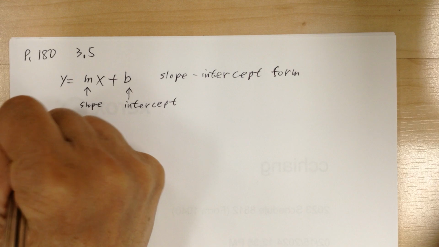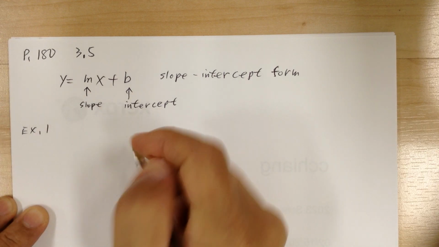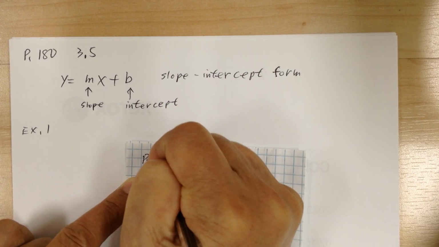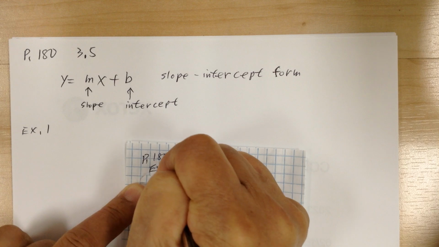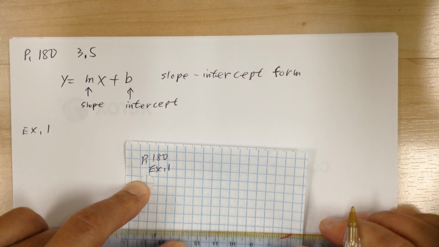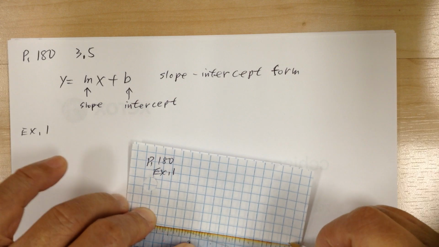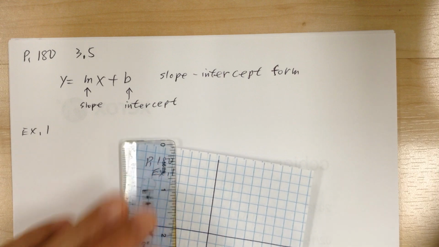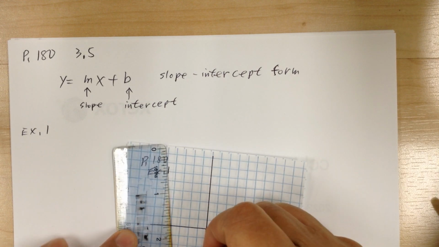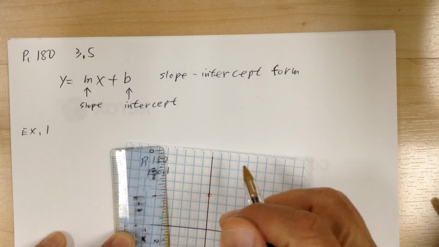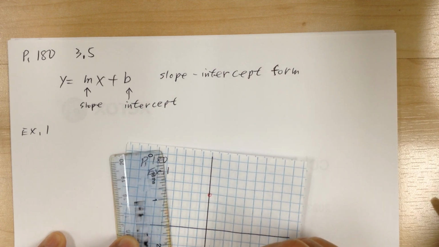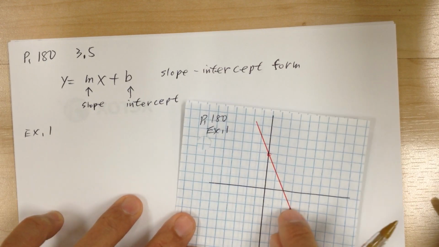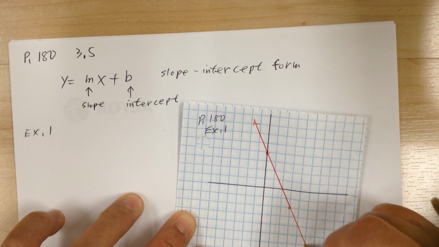So let's go to example 1. Okay, example 1, they give you this graph. And you have a point (0, 4), and you have a point (3, -2). So you're given this, and you want to write the equation of this line over here.